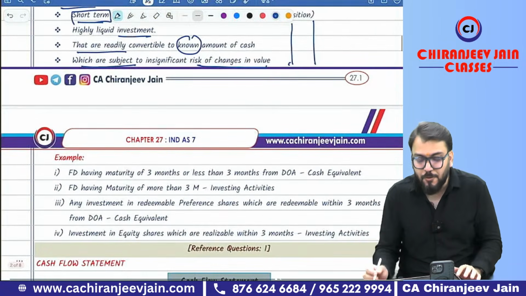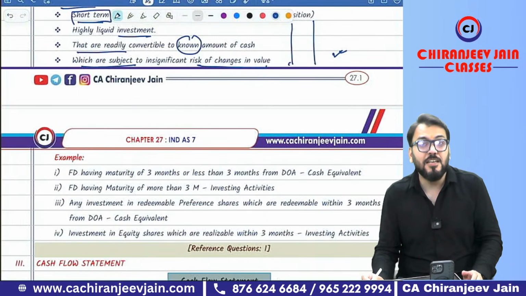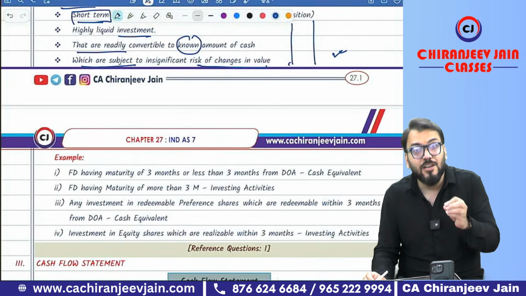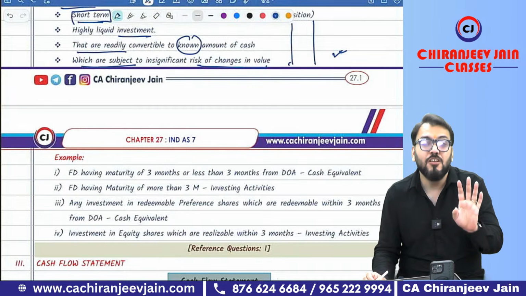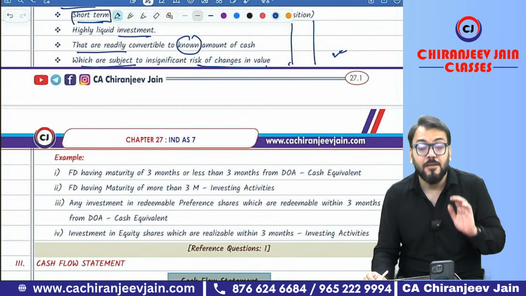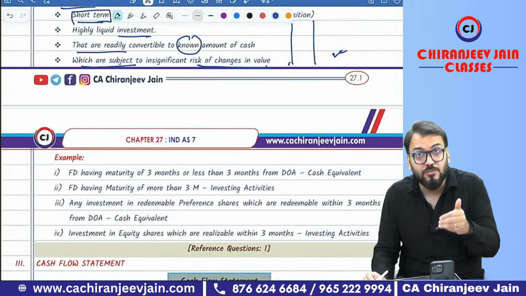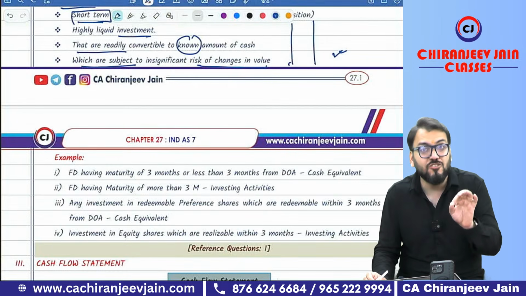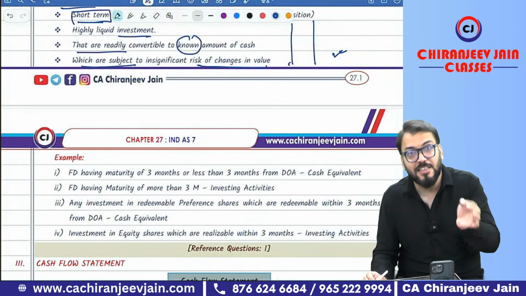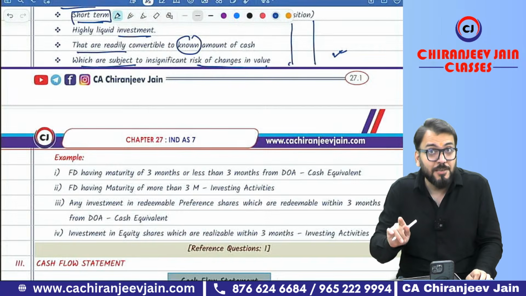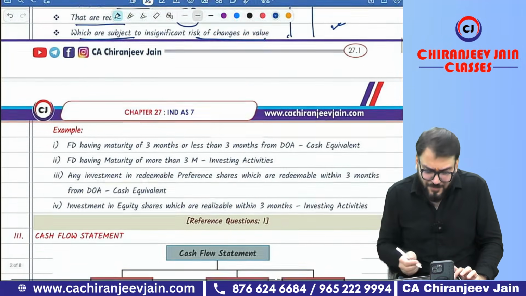The best example for this: any FD which has a maturity period of 3 months or less from the date of acquisition will be cash and cash equivalent. But if any FD has a maturity period of more than 3 months, that is not a cash equivalent, that will be considered an investment in this chapter. That will become investing activities.